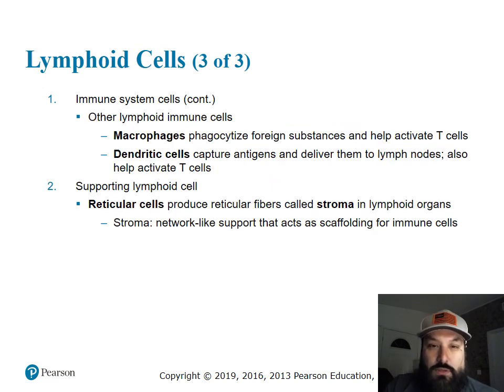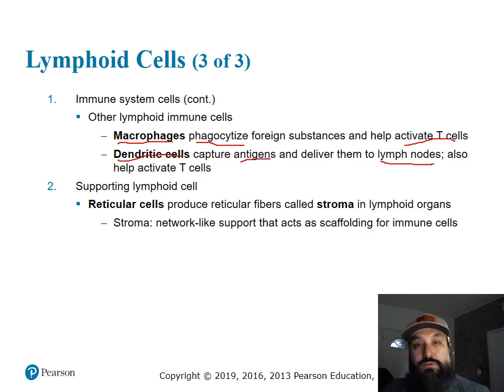Okay. So we have other lymphoid cells, right? Immune system cells, one being macrophages. Macrophages are part of the lymphatic system, and you find macrophages in the lymphoid tissue and in the lymphoid vessels. They're the ones that phagocytize, so they undergo phagocytosis. They help activate the T cells, which is really important, so they turn on other T cells to do their job. Dendritic cells capture the antigens, and they deliver them to the lymph nodes.